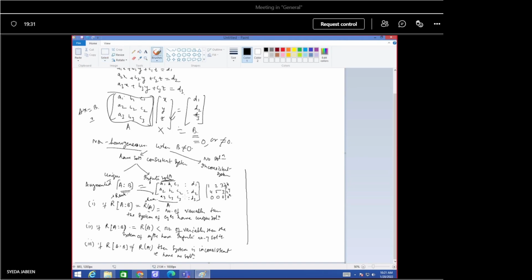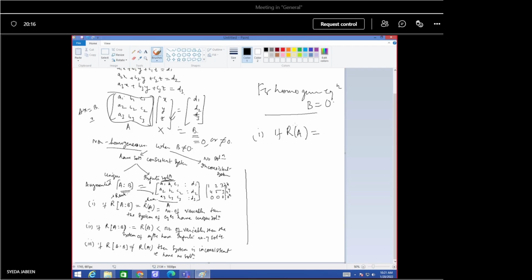Now this was the situation for the non-homogeneous equation. Now what will be the situation for the homogeneous equation, when B is equal to 0? So what can you say? If B equal to 0, then X has infinite solutions. And over here, for the augmented matrix, there is no need of augmenting because the elements are already 0.